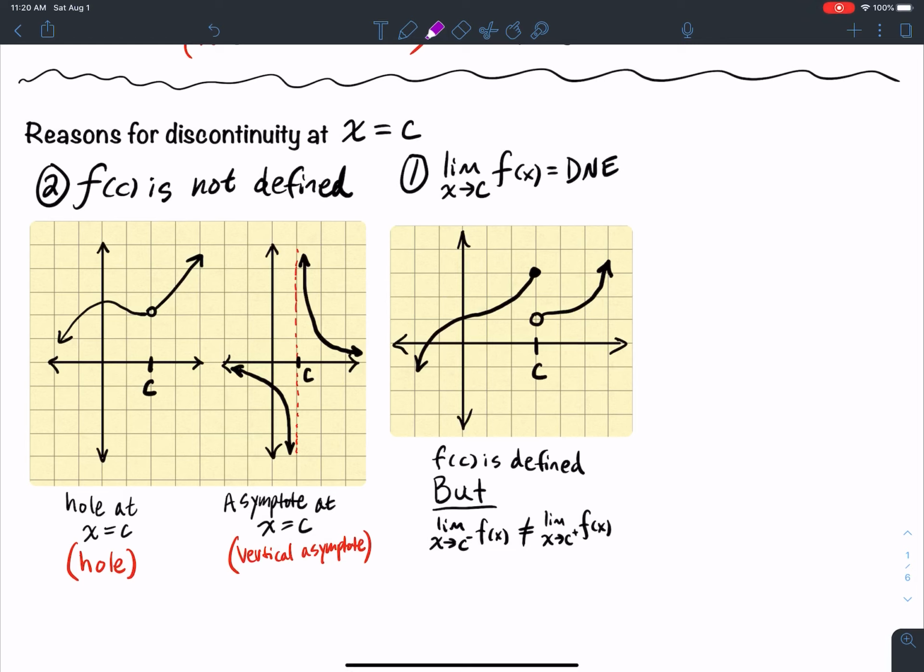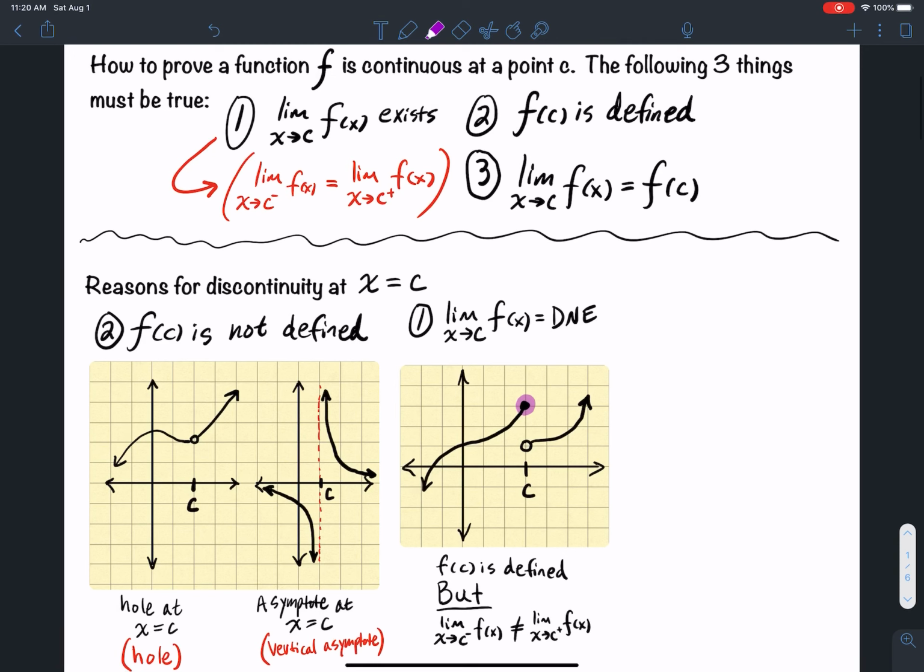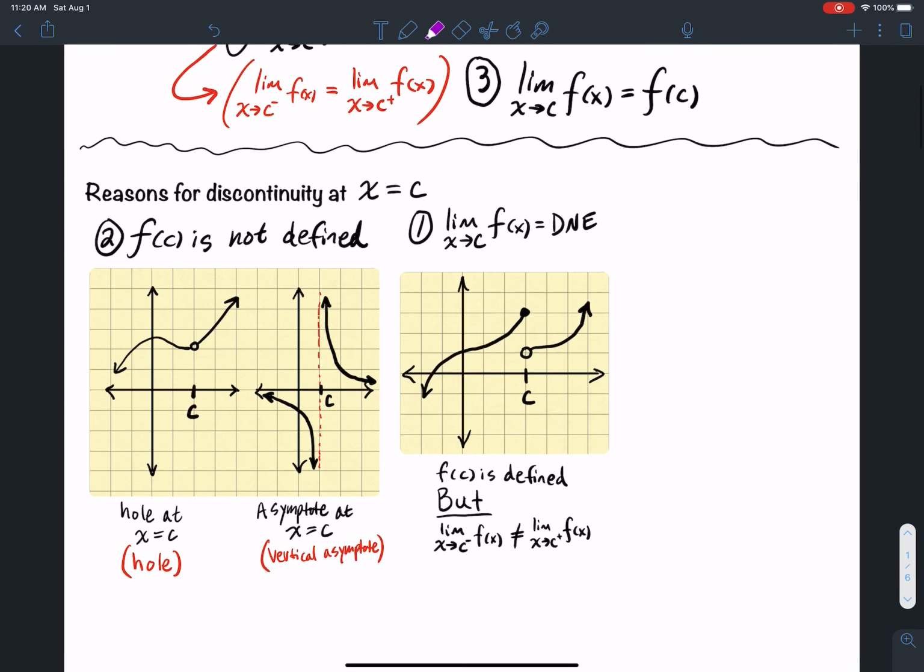So how do you show that the limit does not exist? The easiest way to do it is to show that the left-hand limit and the right-hand limit do not equal the same thing. Left-hand limit here is equal to, looks like 3, and the right-hand limit is equal to 1, and 1 and 3 aren't equal to each other. Okay? But f of c, the function value, if I plug in c, it outputs 3. So it's defined, right? So check on this part here, okay? However, the limit does not exist, so it can't be equal to the function value. So the other two things fall apart, and that's why there's discontinuity going on there, okay?